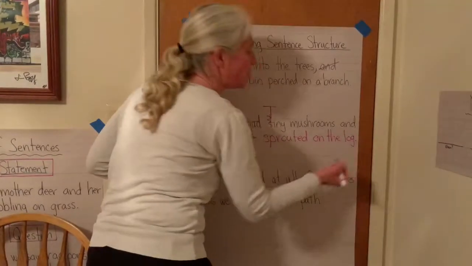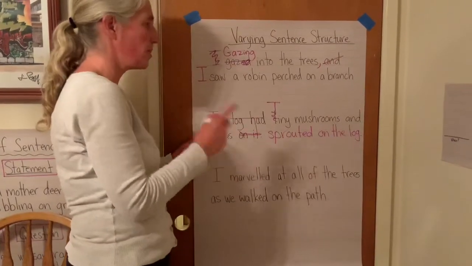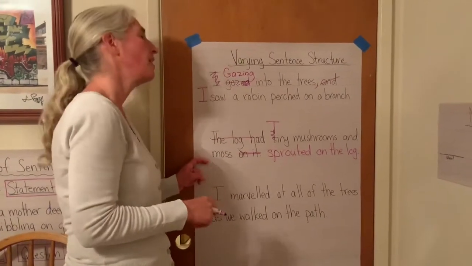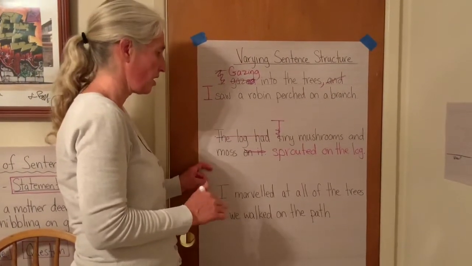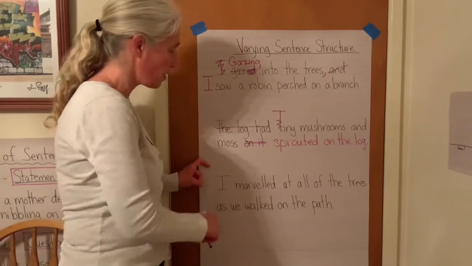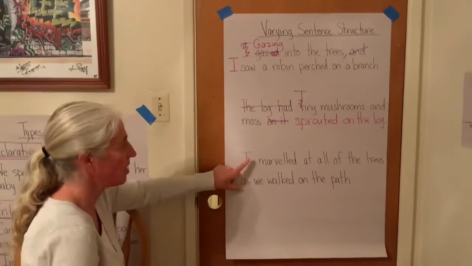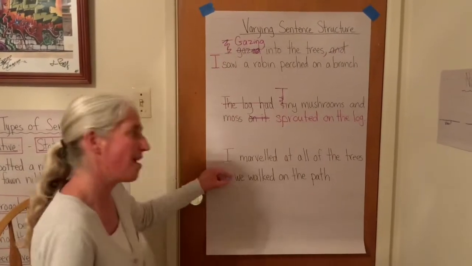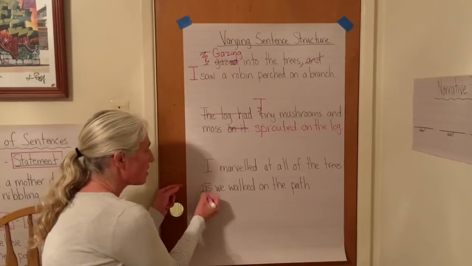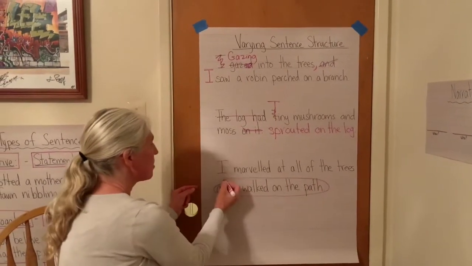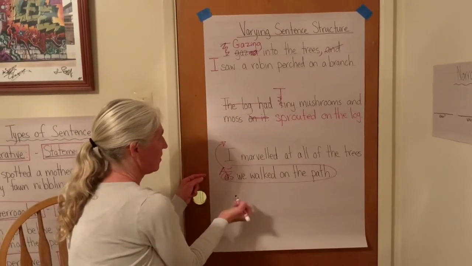And again, it's really saying the same thing, but it's changing the order and mixing it up so that the sentences sound different instead of constantly the same structure. All right, and the last one, it says, I marveled at all of the trees as we walked along the path. Again, starting with the word "I" a lot of times. So we're going to just switch this. This is going to go to the beginning and I'm going to put a capital, okay?